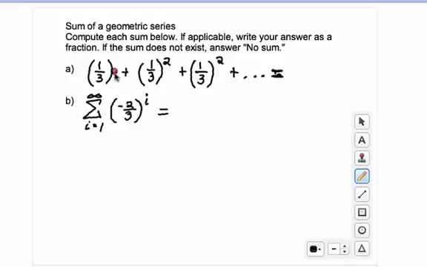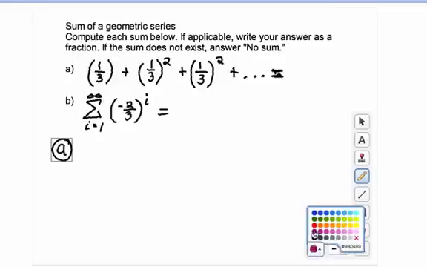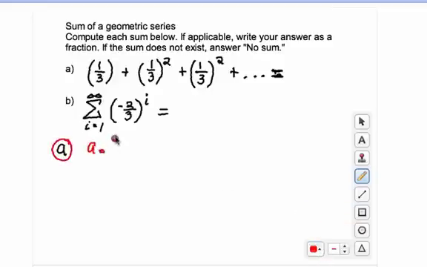Here you have this formula where you're adding up these values, and in this case, the way this is presented, you can see that your first term is 1/3. So let's look for A. Let's change that color so you can see what I'm doing here. A sub 1 is going to be 1/3. And for your R value, you could take the second term and divide it by the first term. But you can see that what you're doing each time is multiplying each value by 1/3. So R is going to be 1/3.